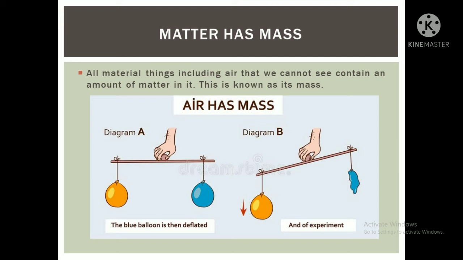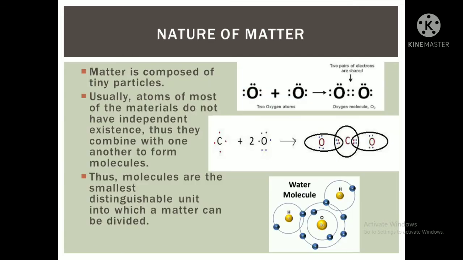Okay, so now we'll discuss some nature of matter. Matter is composed of tiny particles. They're very small particles, and these particles are nothing but atoms, ions, molecules. An atom is the smallest particle of matter, and it has all the properties.